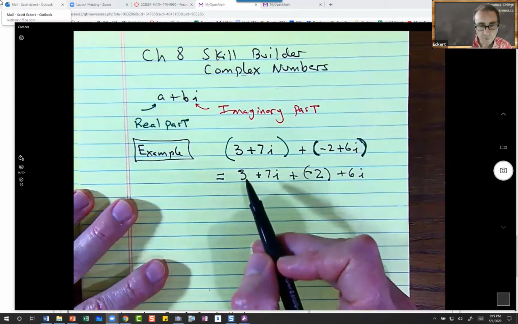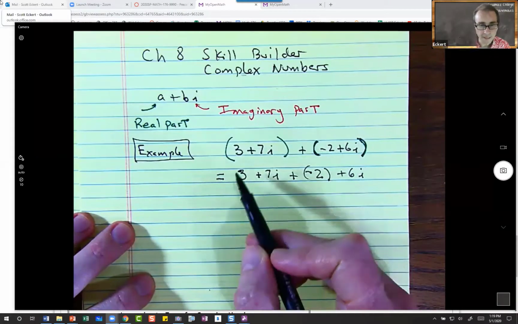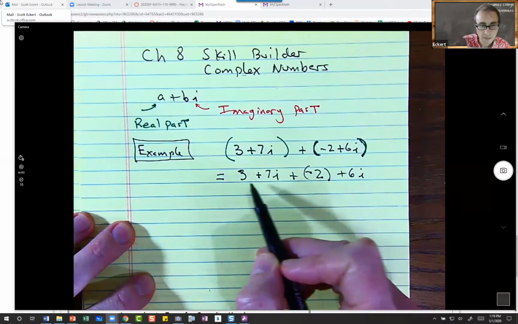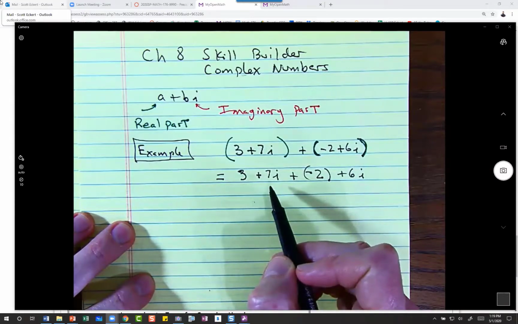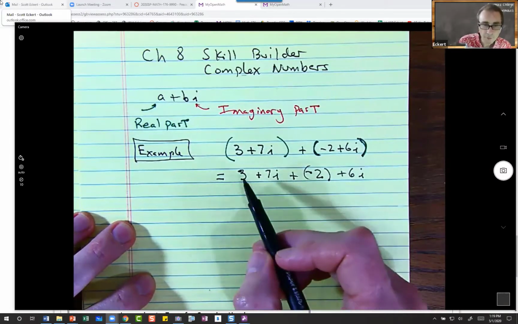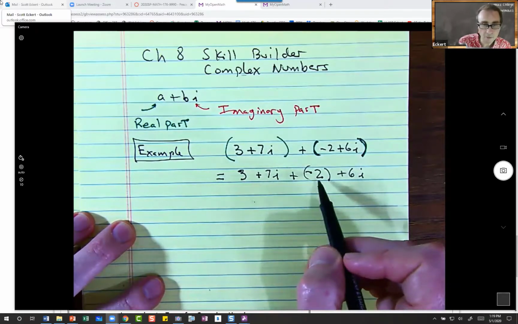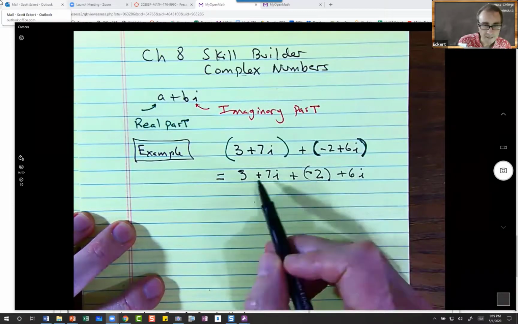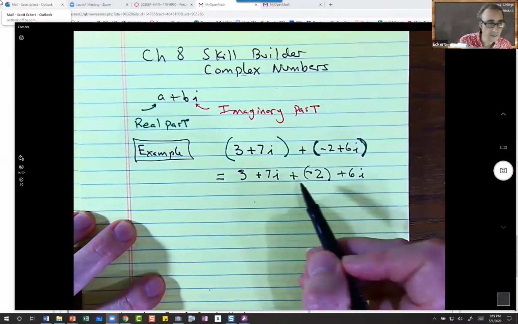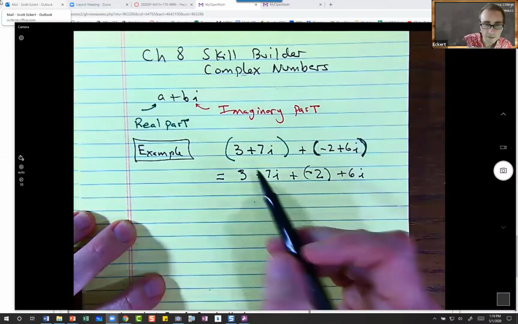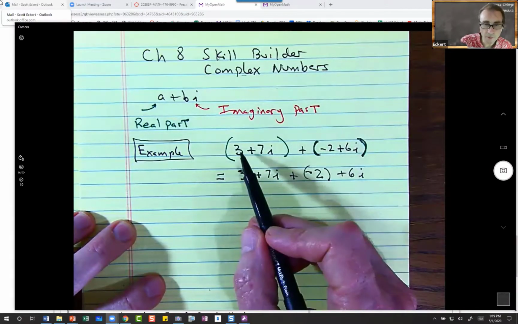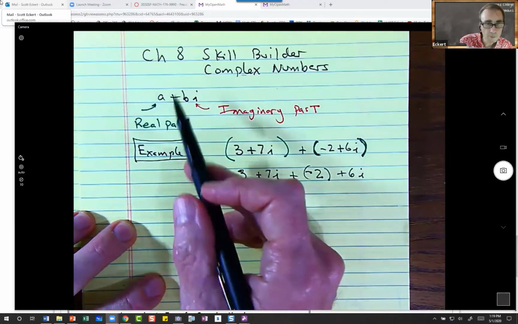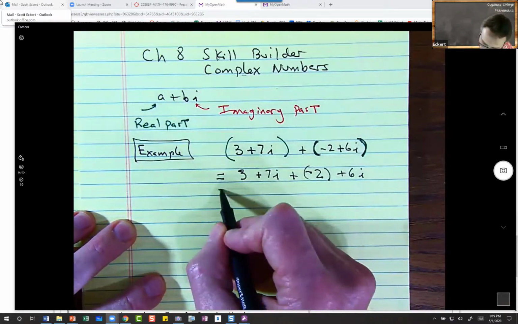Now, can we go 3 plus 7 and get 10? No. Why not? They're not like terms. Can we go 3 plus negative 2? Yes, that's the part. Rhiannon did that exactly right. Because this is a constant number, this is the real part and the real part. The real parts are real numbers that I can add up.